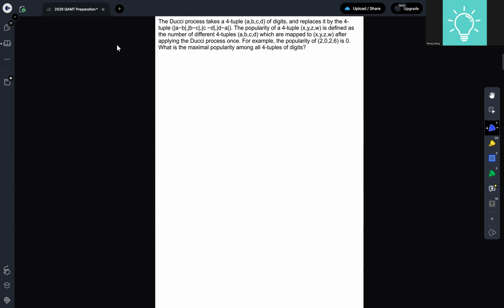So, maybe we should draw a diagram here with A, B, C, D. Think about it. To get from A to B, depending on which one of A and B is bigger, we basically have to add or subtract A minus B. This digit that A gets mapped to after this Ducci process is just the absolute difference between A and B. So if A is bigger, you have to subtract this difference to get to B. If A is less than B, you add this difference.